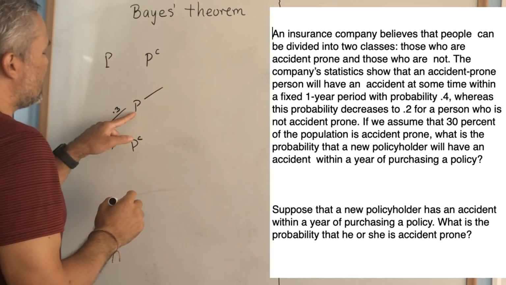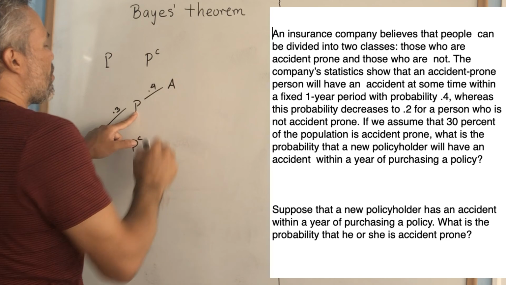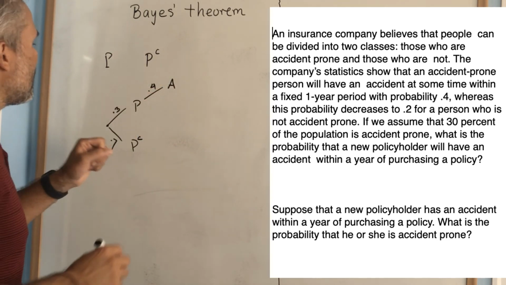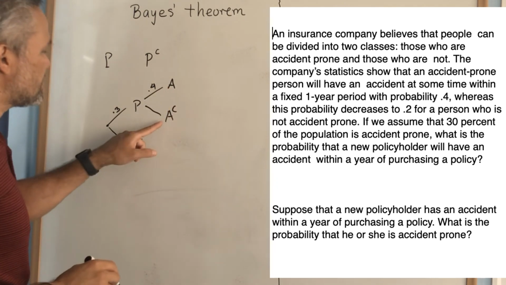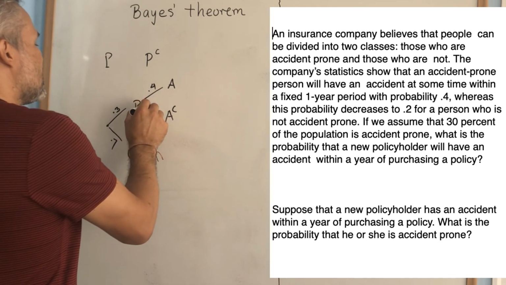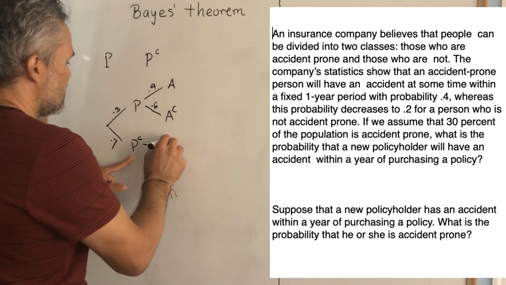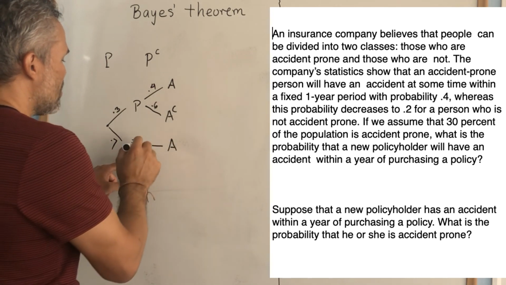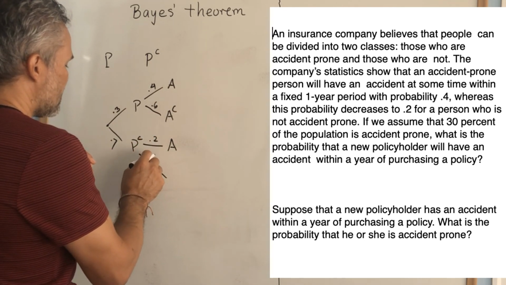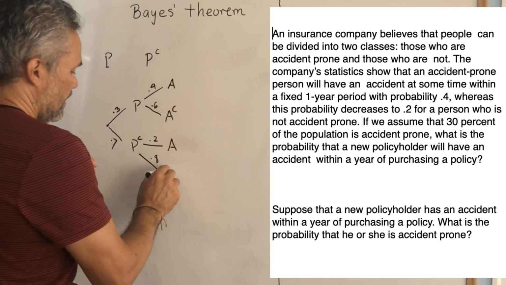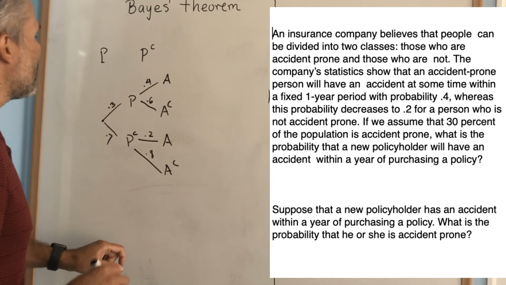It says that if a person is in this group, then they will have an accident with a probability of 0.4. A will denote the event that the person has an accident, and the complement is that they don't have an accident. Then in this case, this probability is 0.6, and it also says that if a person is in this group, then they will have an accident with a probability of 0.2, and will not have an accident with a probability of 0.8. Then the first question is, what is the probability to have an accident within a year?